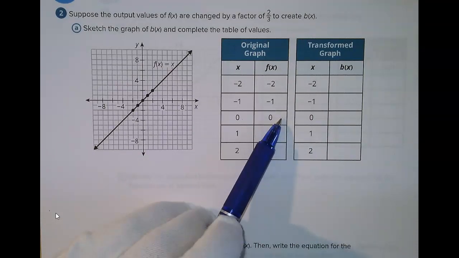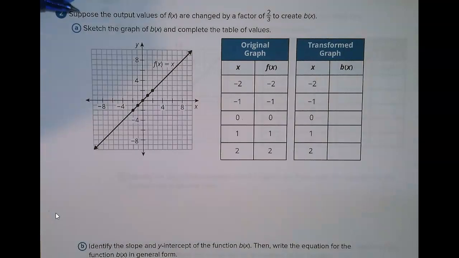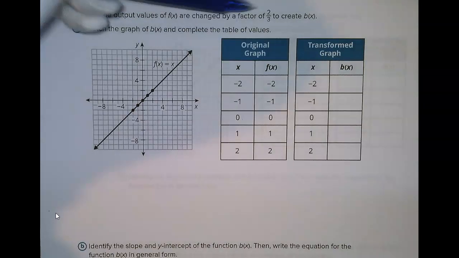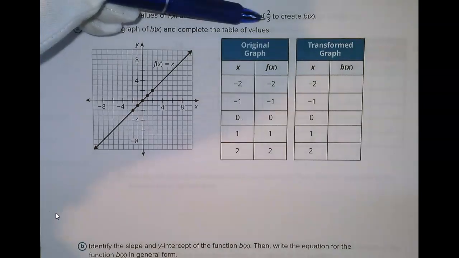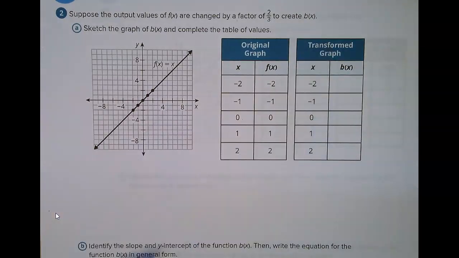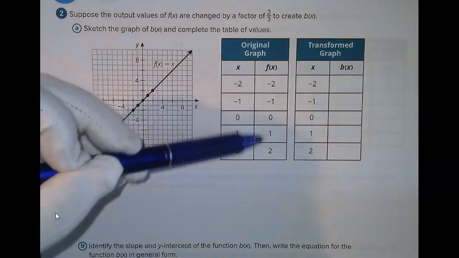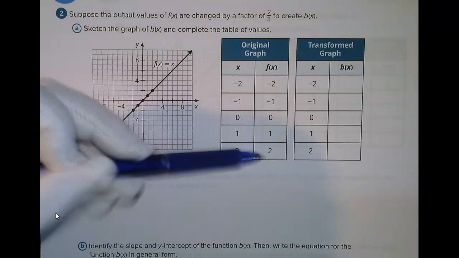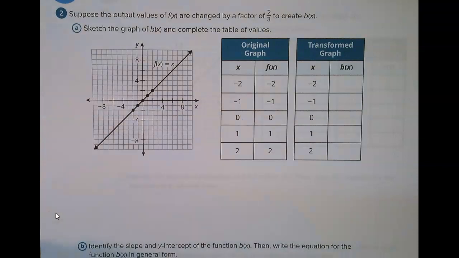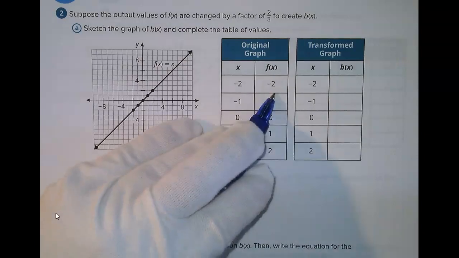We are going to dilate this function by a factor of 2/3 to create a function called b of x. So our outputs from our original function are going to be multiplied by 2/3. So -2 times 2/3.